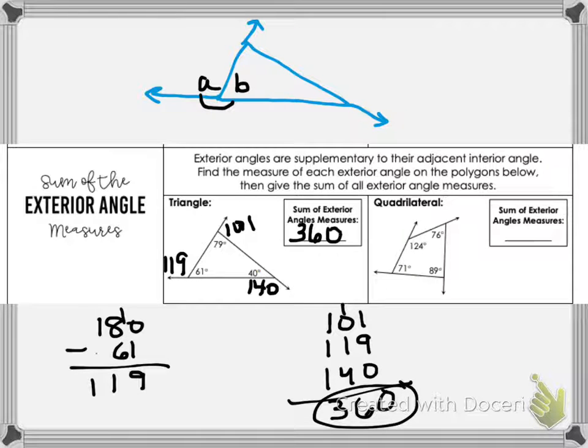All right? You should try it on the quadrilateral, the same thing I did with this triangle. Go ahead and pause the video and try it. Find the angle measures of all the exterior angles for this, and then add them up. And you'll see they equal 360.